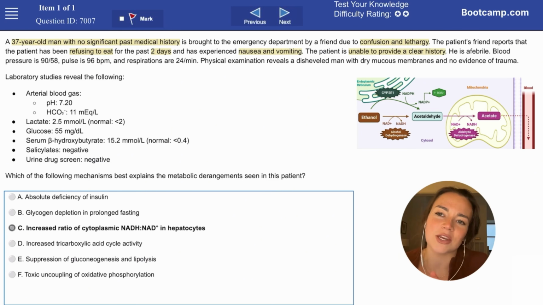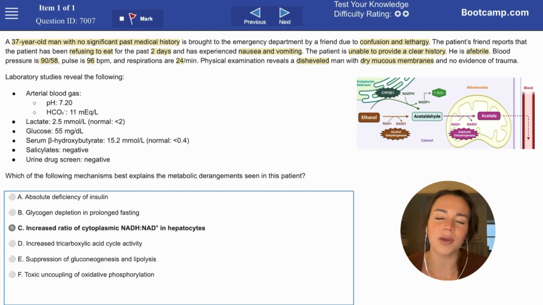Now, when they take the patient out of the history-taking equation like that, it's usually intentional, so you're going to have to fill in the gaps using the physical exam and the labs. He's afebrile, his blood pressure is a little soft, he is tachycardic and tachypneic, and he's disheveled with dry mucous membranes, but no evidence of trauma. So we know at this point he's dehydrated and we don't have a ton of history from him.